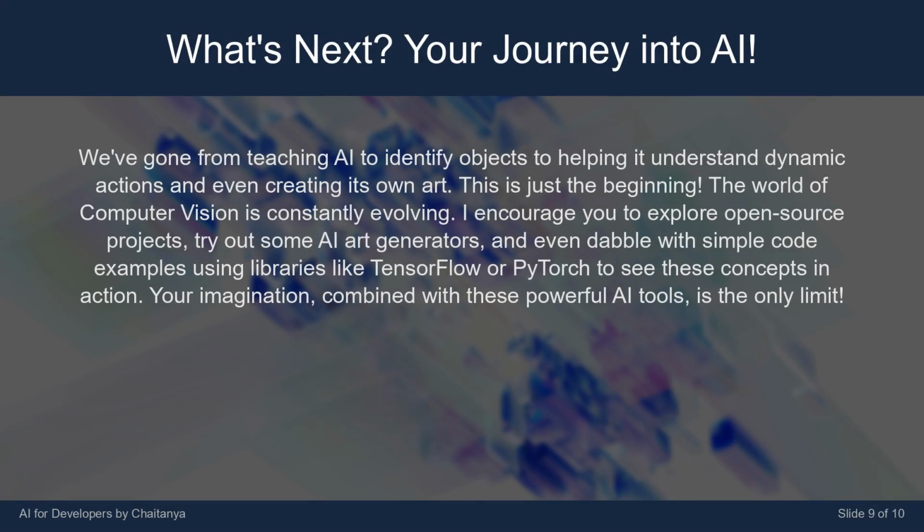We've gone from teaching AI to identify objects to helping it understand dynamic actions and even creating its own art. This is just the beginning. The world of computer vision is constantly evolving. I encourage you to explore open source projects, try out some AI art generators, and even dabble with simple code examples using libraries like TensorFlow or PyTorch to see these concepts in action. Your imagination, combined with these powerful AI tools, is the only limit.